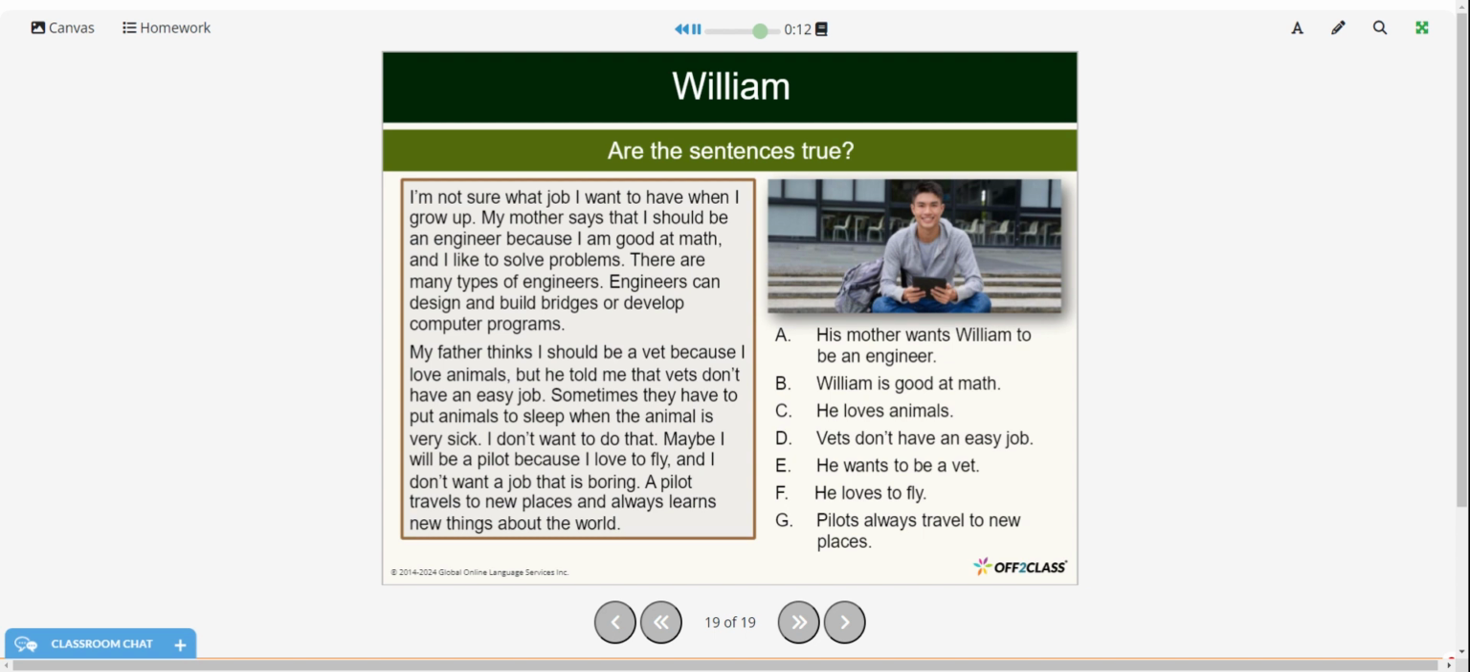Maybe I will be a pilot because I love to fly, and I don't want a job that is boring. A pilot travels to new places and always learns new things about the world.